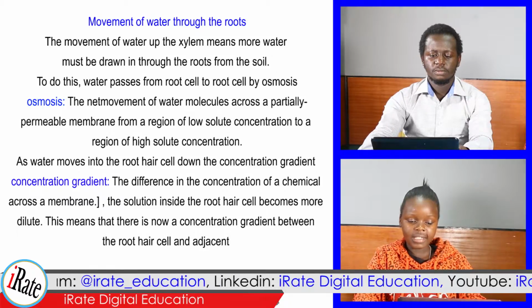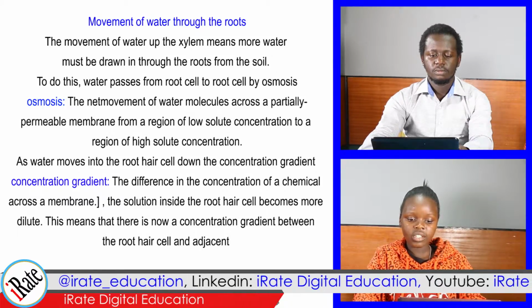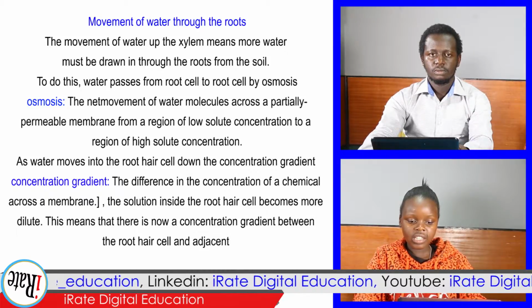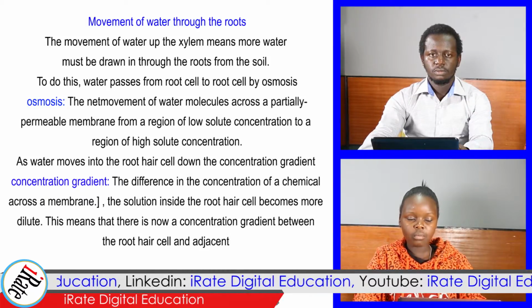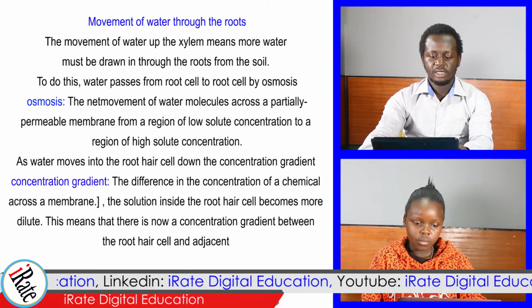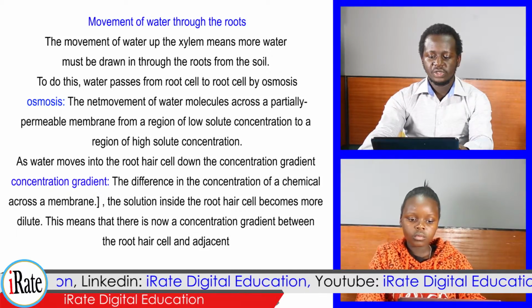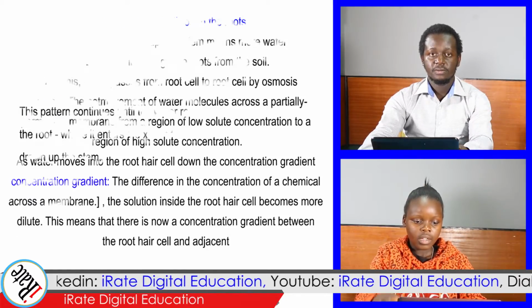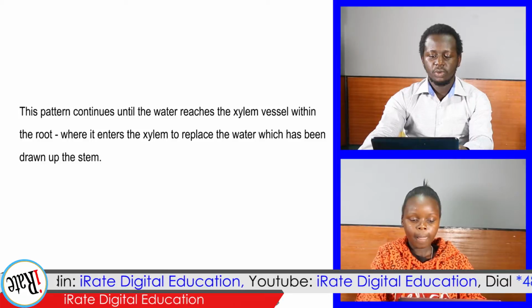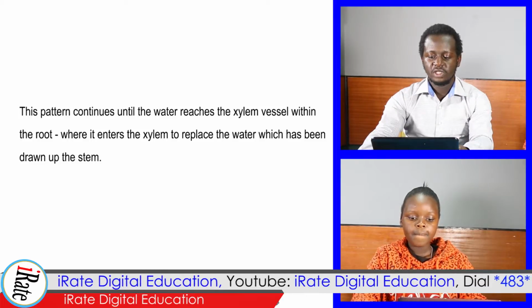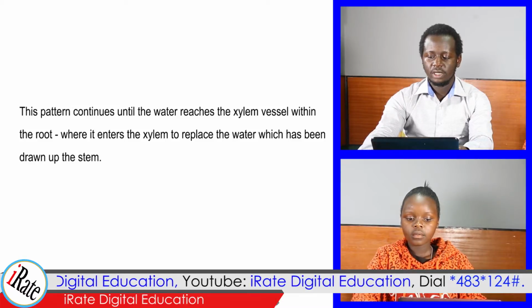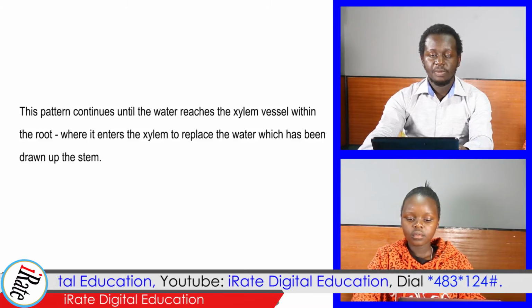Concentration gradient means the difference in the concentration of a chemical across a membrane. The solution inside the root hair cell becomes more dilute. This means that there is now a concentration gradient between the root hair cell and the adjacent cell. This pattern continues until the water reaches the xylem vessel within the root, where it enters the xylem to replace the water which has been drawn up the stem.